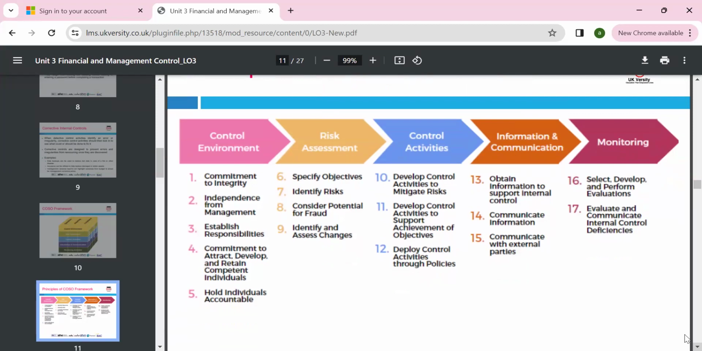Risk assessment. What is meant by risk? Risk means probability. We can maintain the risk as registered.